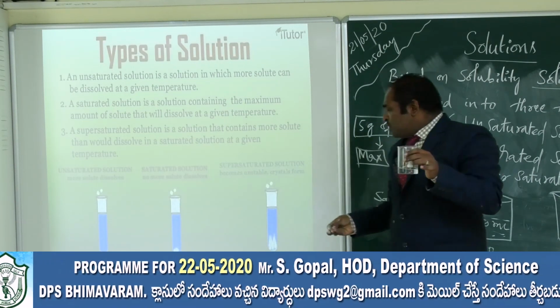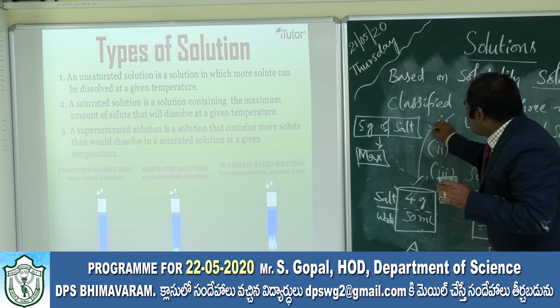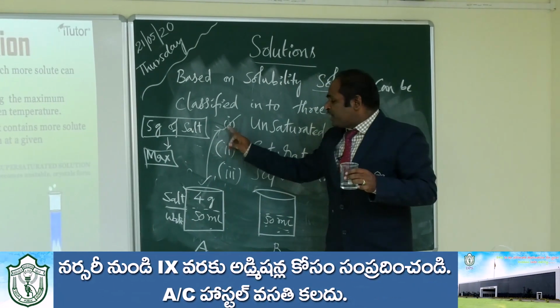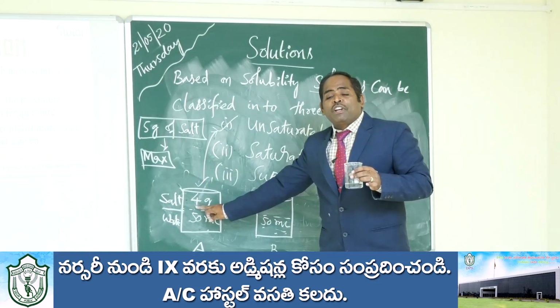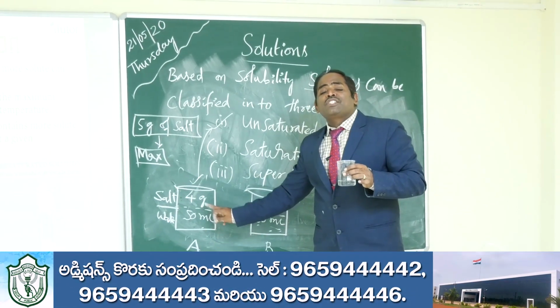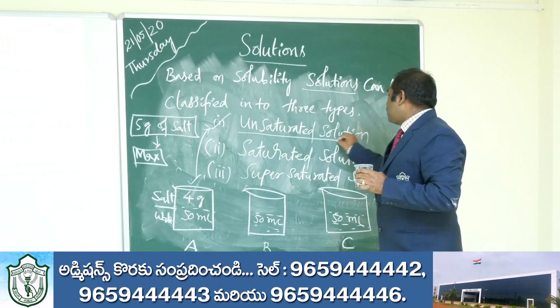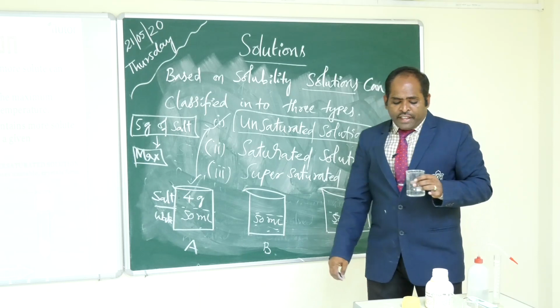Clear? So, children, A is called an unsaturated solution. Remember it. A is called unsaturated because the maximum is 5 grams, but we have added 4 grams. That is the reason this water is not satisfied with the salt, and that solution is called an unsaturated solution. Okay, next one.